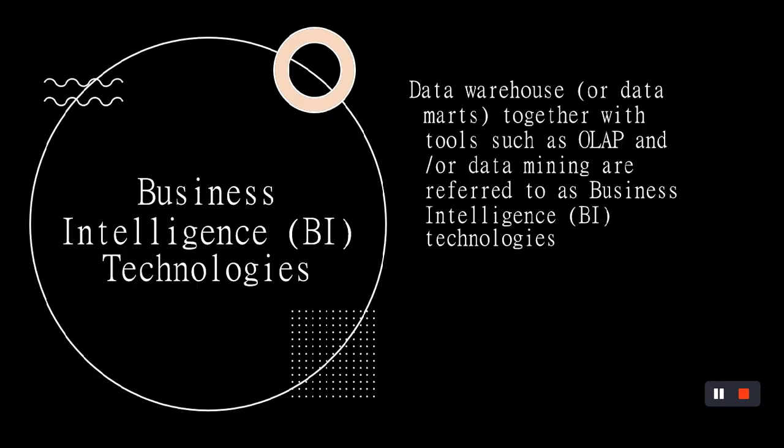So data warehouses are also called data marts. Okay, marts, like a store, okay. Together with tools such as your OLAP and data mining, they are referred to as business intelligence technologies. So if you have data warehouse on the one hand and you have access tools such as your OLAP or data mining on the other hand, collectively they are referred to as business intelligence technologies.